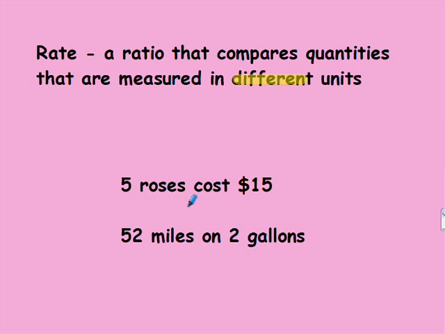A rate is a ratio that compares quantities that are measured in different units. So like 5 roses cost $15, roses, dollars. 52 miles on 2 gallons, miles, gallons.